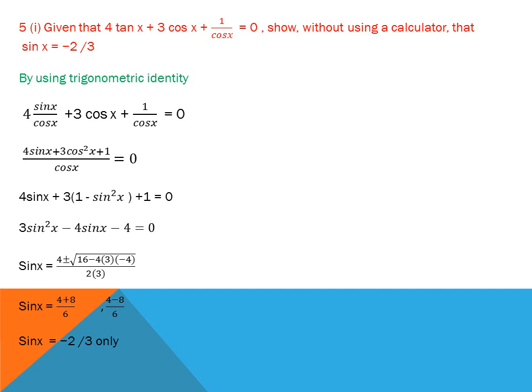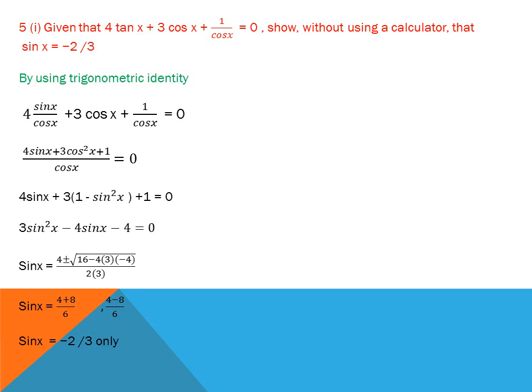So first I applied the identity tan x is equal to sin x over cos x, plus 3 cos x plus 1 over cos x. Because I take the LCM cos x, 4 sin x plus 3 cos square x plus 1 is equal to 0. Hence cos x will become 0 on the right hand side. 4 sin x plus 3 into, I use the identity here, cos square x is equal to 1 minus sin square x, and sin square x is equal to 1 minus cos square x. So I use 1 minus sin square x instead of cos square x, plus 1 equal to 0.